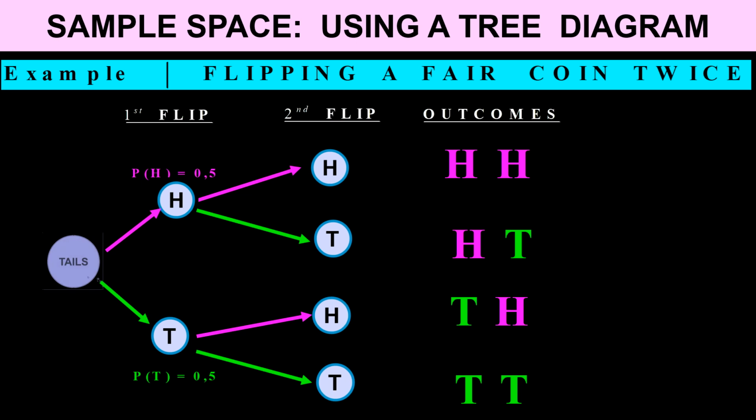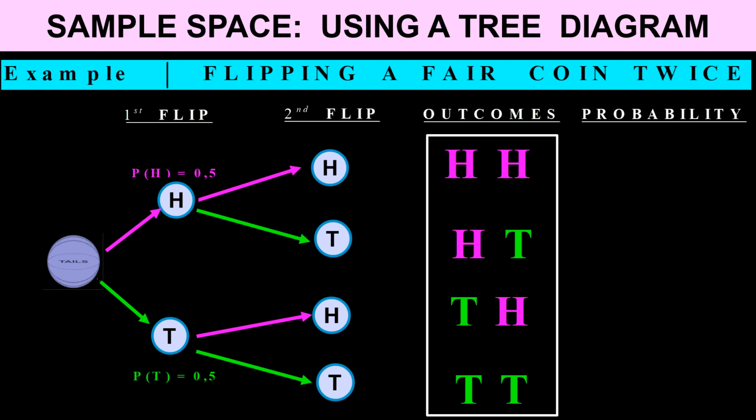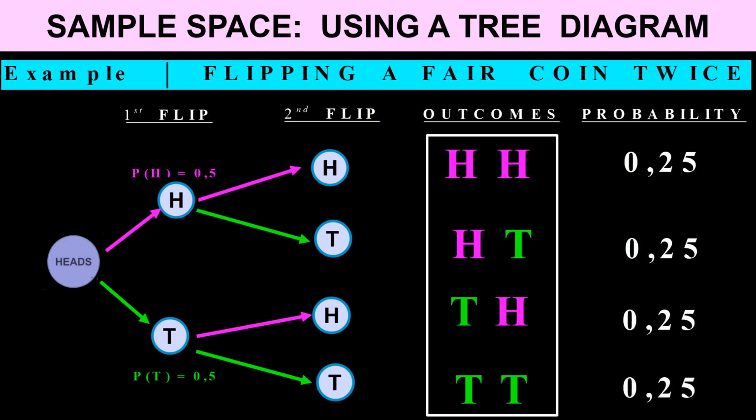Let's calculate the probability. The probability of a head is 0,5, right? So those are the outcomes there. And the probability of getting heads and heads is 0,5 times 0,5, and we calculate that should be 0,25. The same way we can calculate heads and tails. It's 0,5 times 0,5. Tails and heads, 0,5 times 0,5. Tails and tails, 0,5 times 0,5. And you can see the sum of that, that's exactly 1.